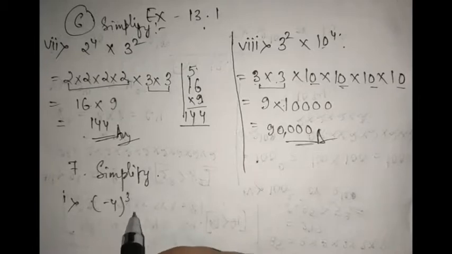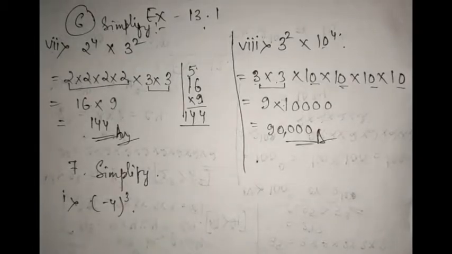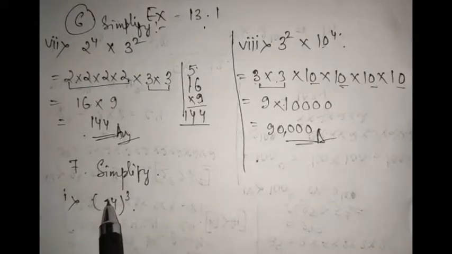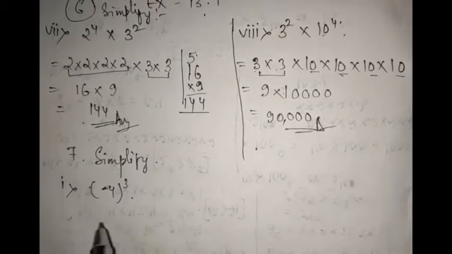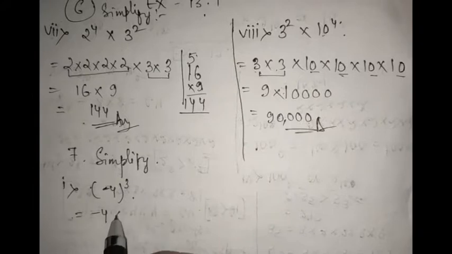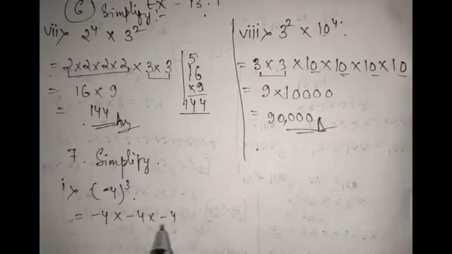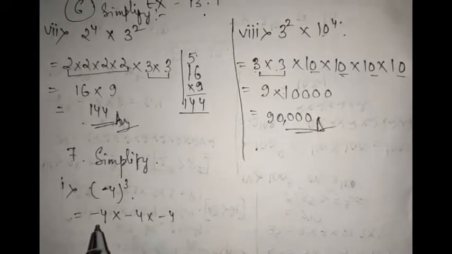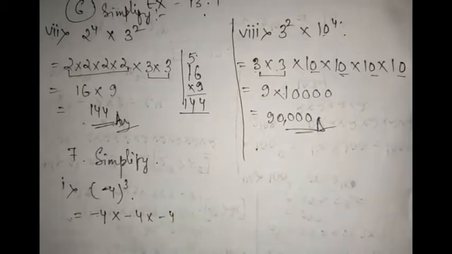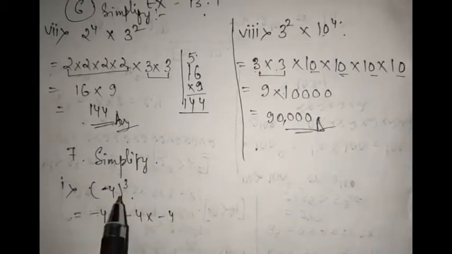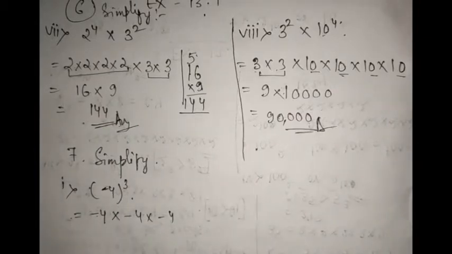Minus 4 cube. The only difference is you will have a negative integer here, a negative sign. So minus 4 cube means it can be written as minus 4, you have to write 3 times. Most of the students write minus 4 here and forget to write minus in the other 4s. You will not do that. Minus 4 means it has 3 times negative sign on it also.